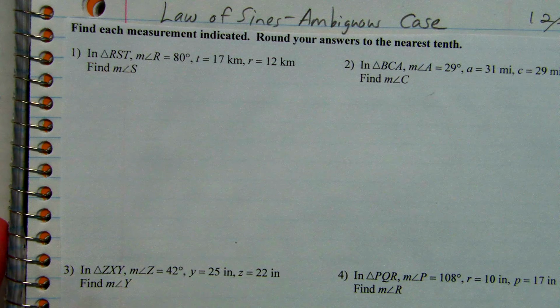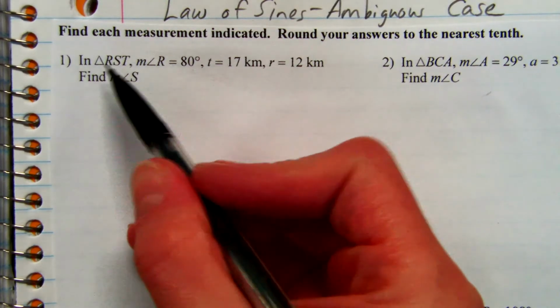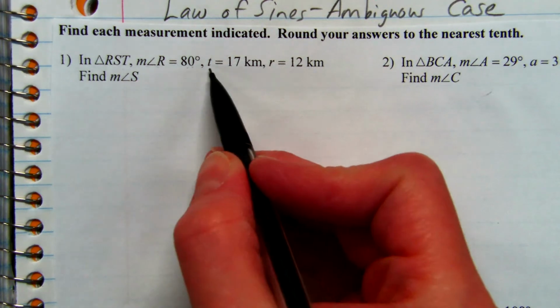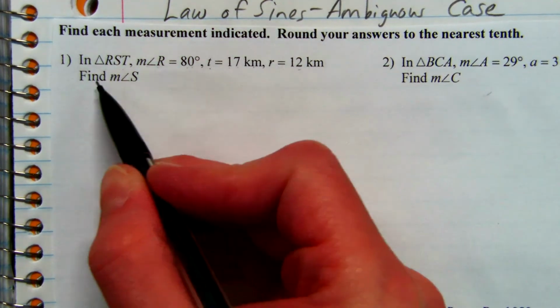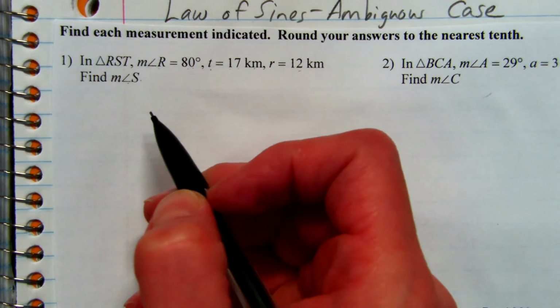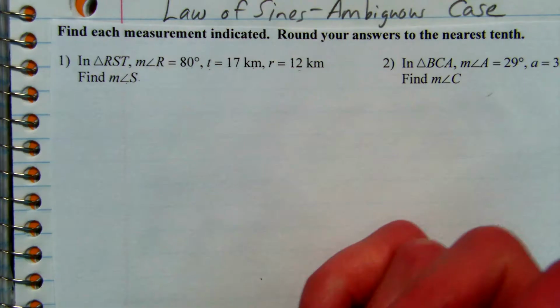Okay, so to look at our examples, I'm going to start with number 1. It says in triangle RST, the measure of angle R is 80 degrees, little t is 17 kilometers, little r is 12 kilometers, find the measure of angle S. They're not going to give you a picture on these because the triangle may or may not exist. There may be two triangles, so you have to draw your own.